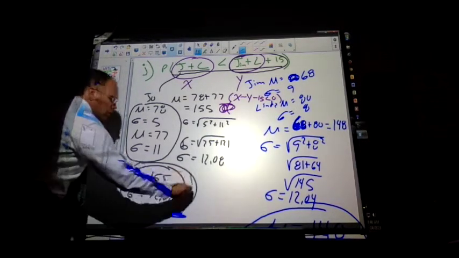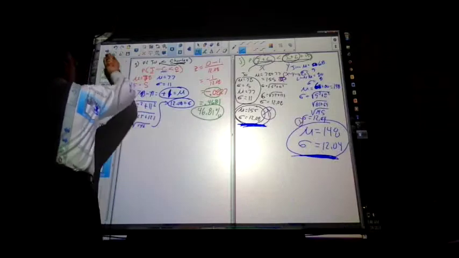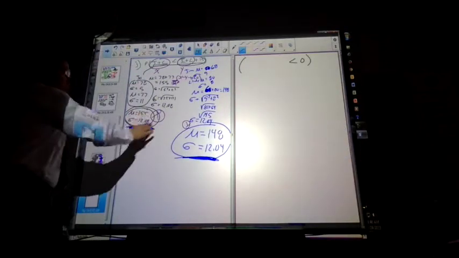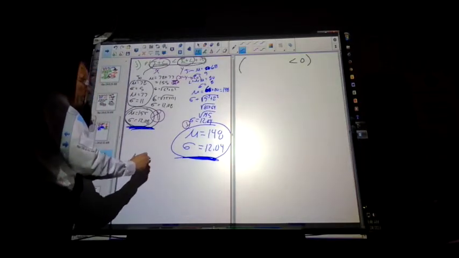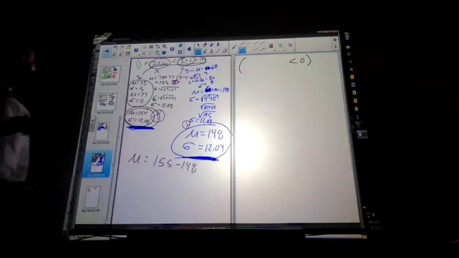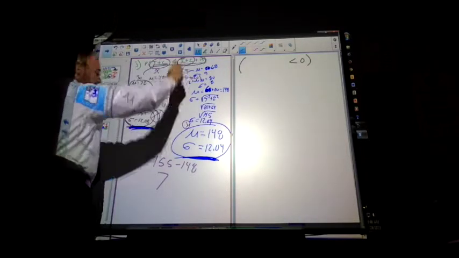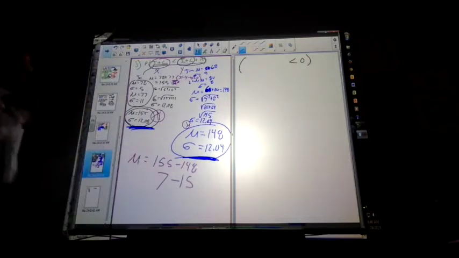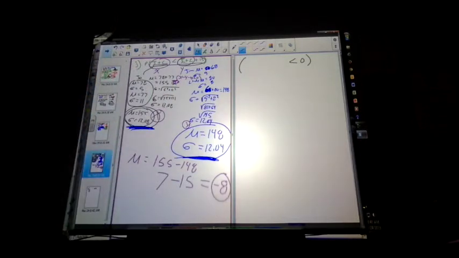Okay, so X is this score here. Y, you can't see it, it's down here. I go to the split. So here's my X scores, here's my Y scores. Now I'm going to subtract. So I'm going to get mu equals 155 minus 148, which is 7, minus the 15. 7 minus the 15 is how much? Negative 8. So that's going to be my mean.